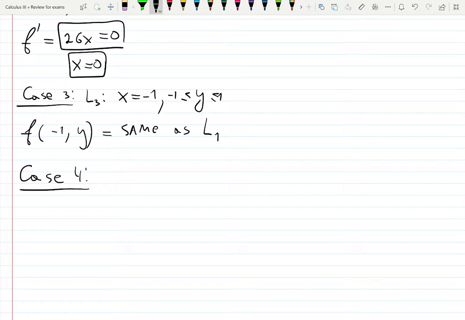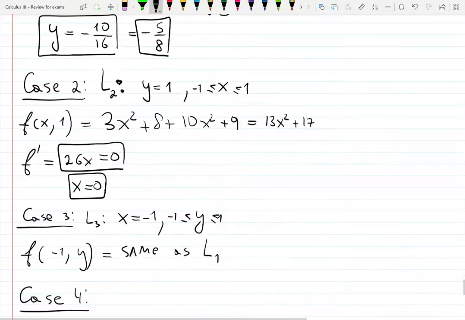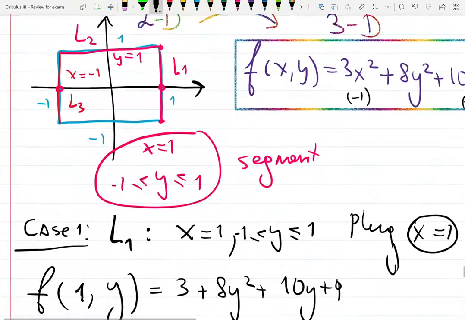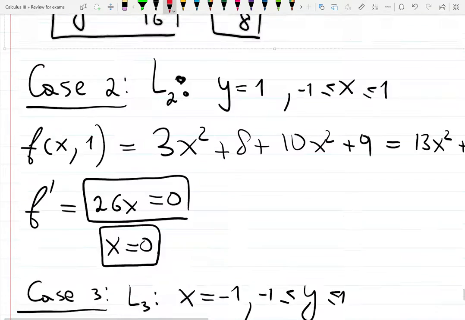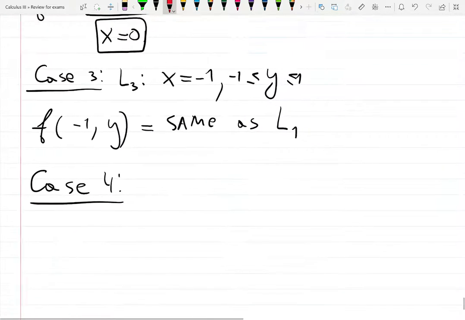Finally, the last case, case 4. L4 can be described as y equals minus 1, but x is running from minus 1 to 1. That's the last one we did not do yet.